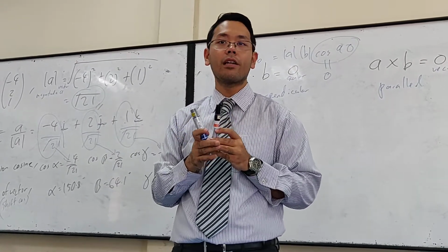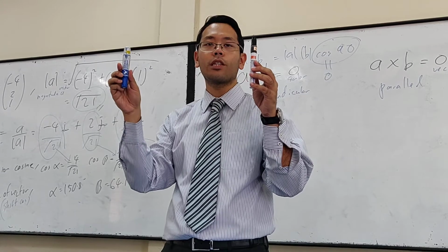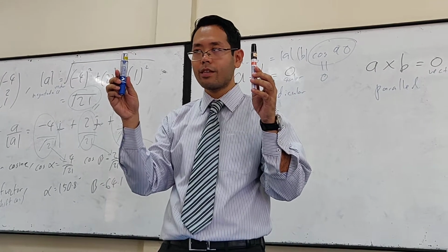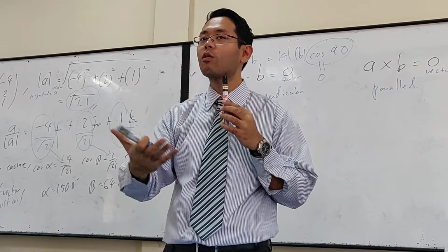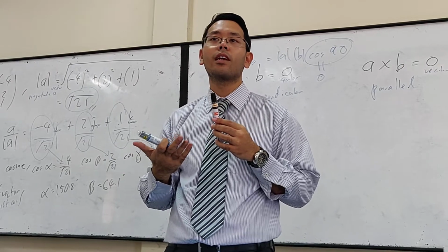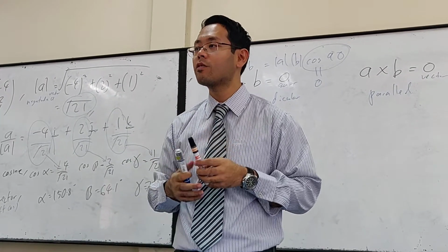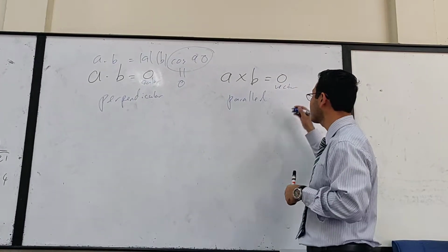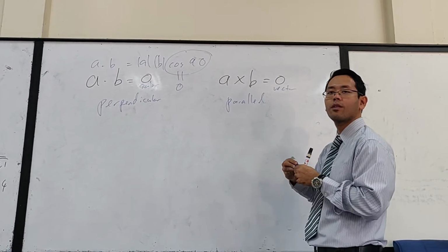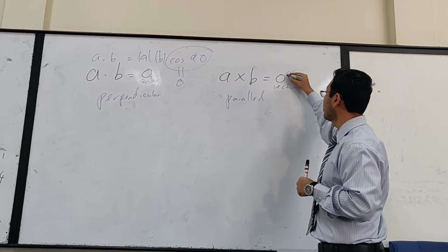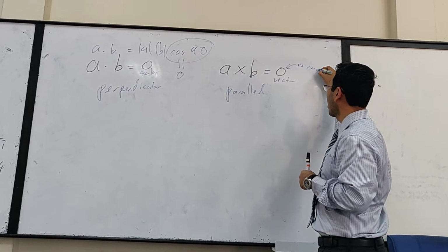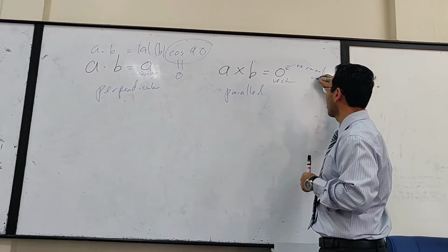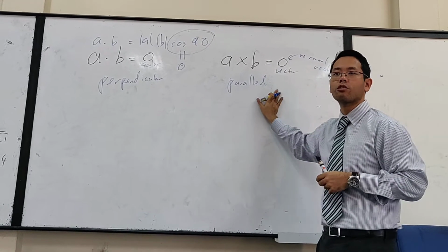Now, if they are parallel, will they ever cross each other? They will not intersect each other. So there's no new normal vector. I like to imagine it like that. So there's no normal vector, so that's why it equals 0. Okay? That's one way to show it's parallel.